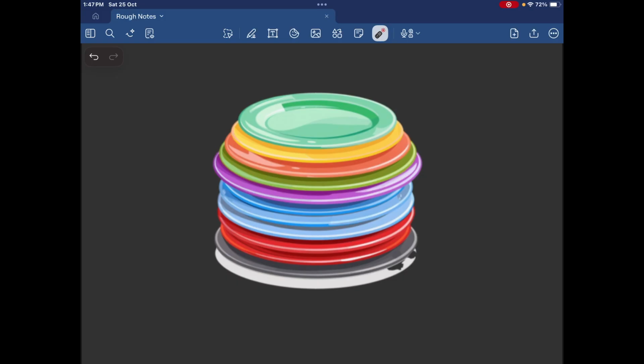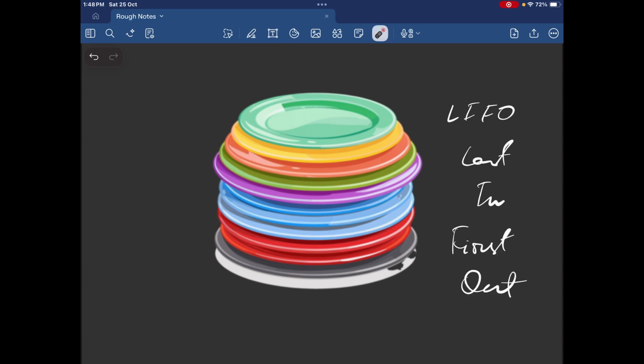or line in canteens. When you reach the counter, you grab the top plate of the pile. Here, the plates placed last will be taken out first. This is called LIFO or last in, first out. You can add, also called push, and remove, also called pop, at the top only. You cannot access a plate in the middle of the stack. Stacks are great when you only need the latest item. For example, the undo operation in applications.